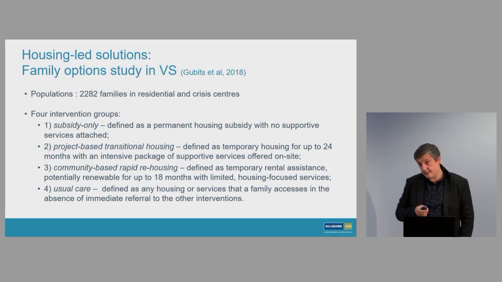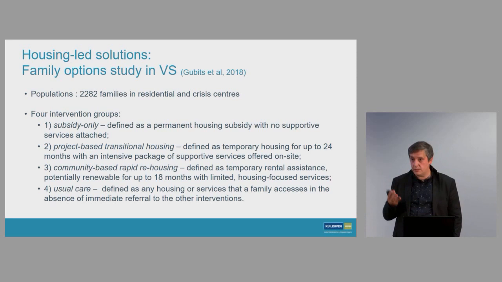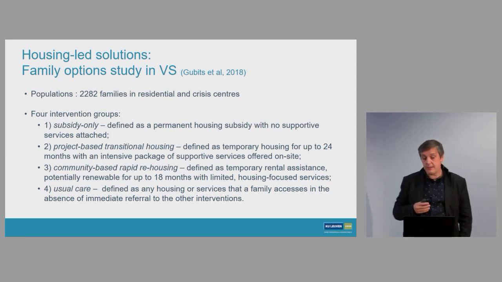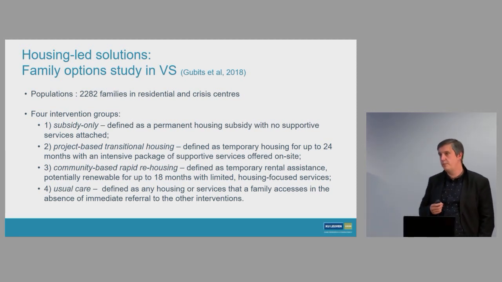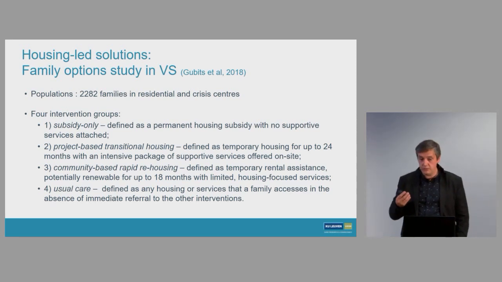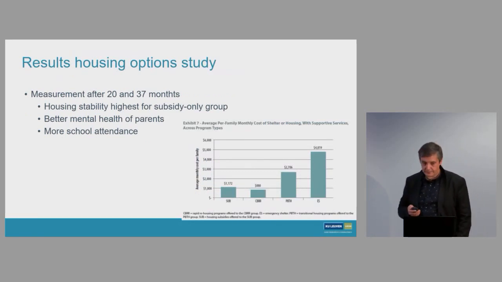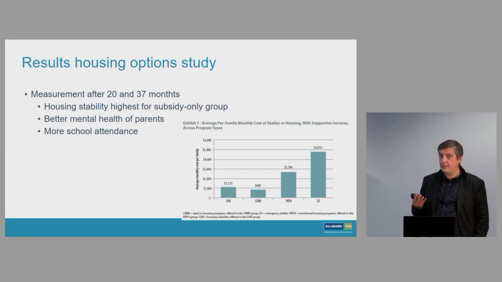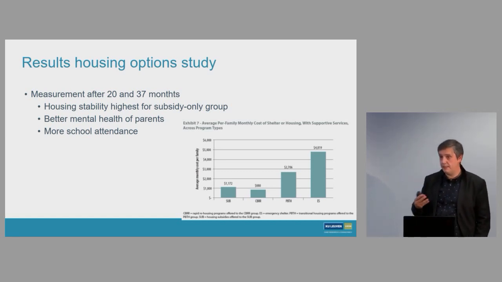Why do I use this example? Well, I want to show that Housing First is not a solution for all problems. Although I'm very much in favor of Housing First, if the context is changing, if the target group is changing, then we have to look for new solutions. And what does this study show? This study shows that in the case of homeless families, the best solution for them is giving them a permanent housing subsidy.